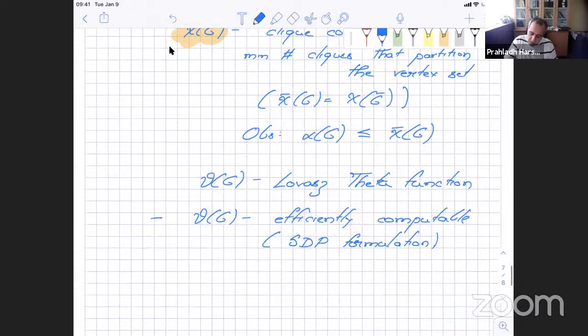And then we showed the following sandwich theorem. That is, even though this is a computable quantity.